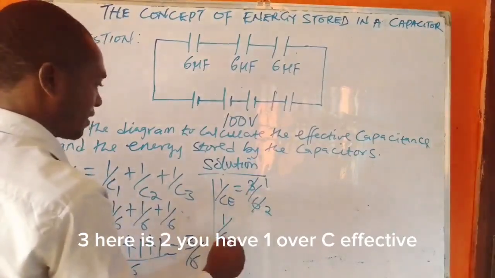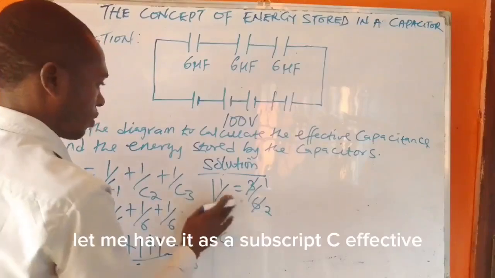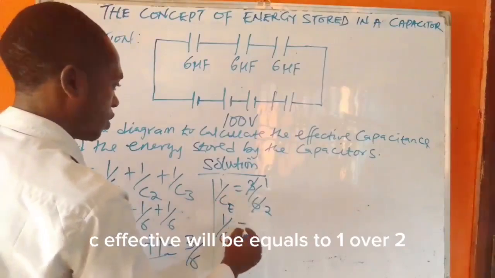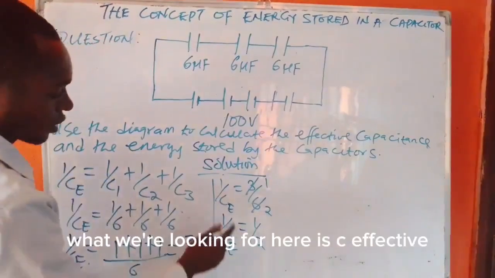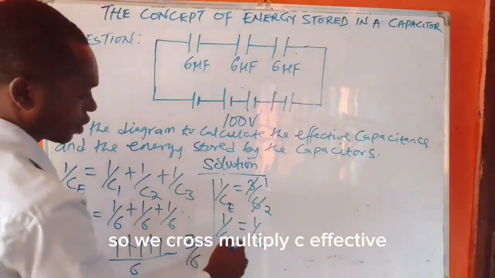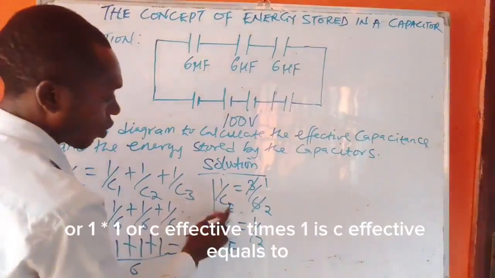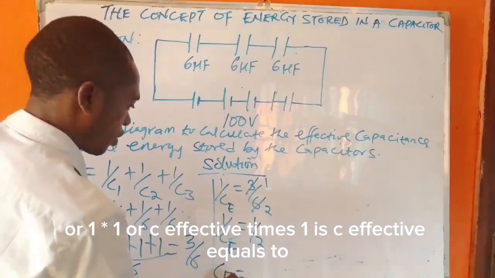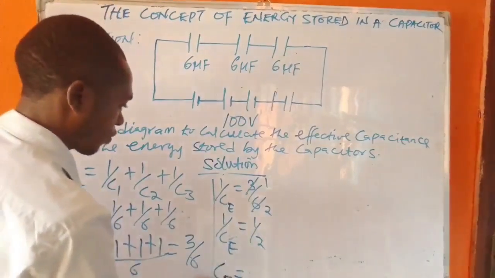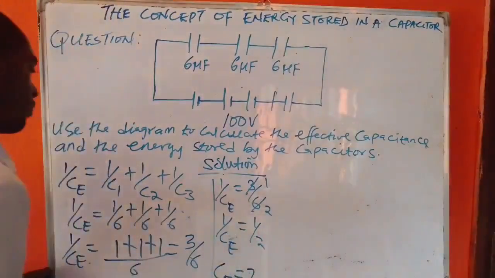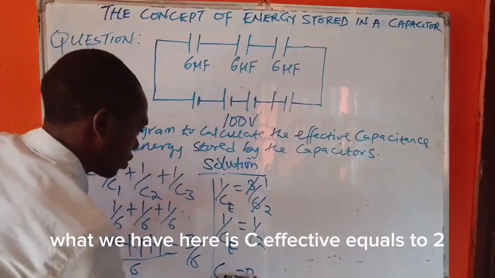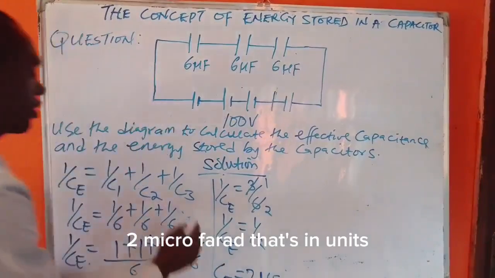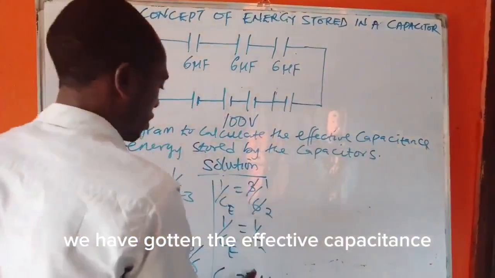We have 1 over C effective, let me write it as a subscript, C effective, equal to 1 over 2. What we're looking for here is C effective, so we cross multiply. C effective times 1 is C effective, equals 1 times 2, which is 2. So what we have here is C effective equals 2 microfarad. That's in units. So we have gotten the effective capacitance.